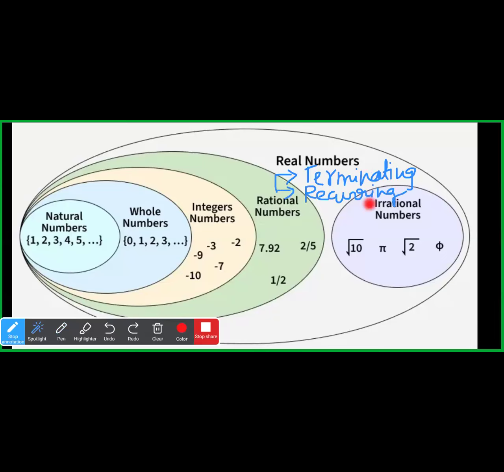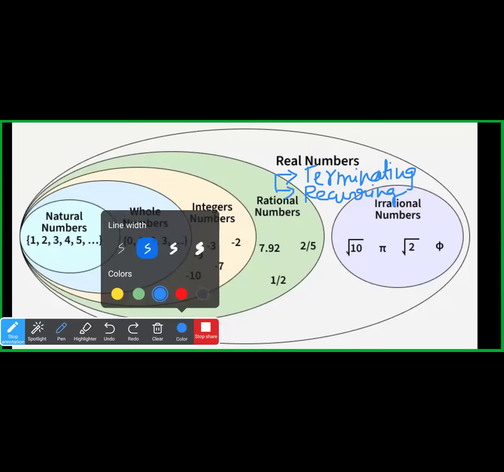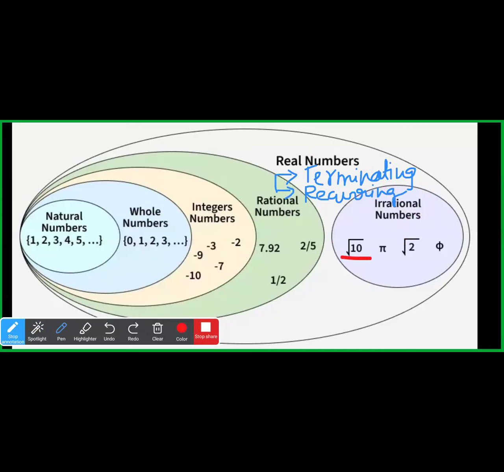Okay. After rational numbers, we have another set of numbers that is also included in our real numbers, which is called irrational numbers. Irrational numbers are any numbers which you cannot write in the form of p by q. Like if you take root over 10, you get something which cannot be converted into p by q form. So we cannot consider root 10 as a rational number.